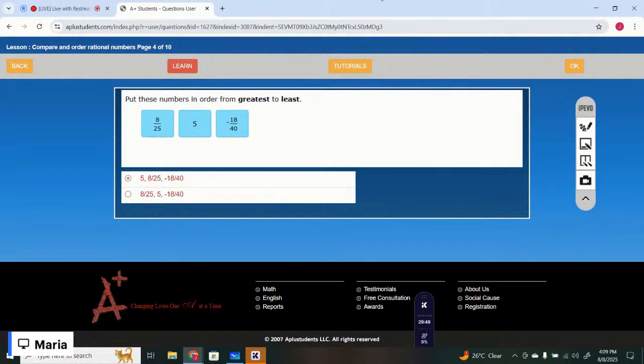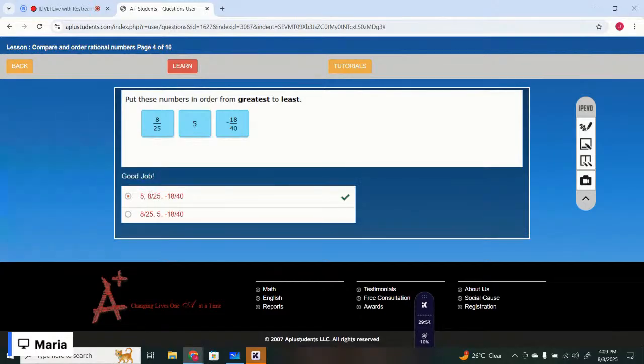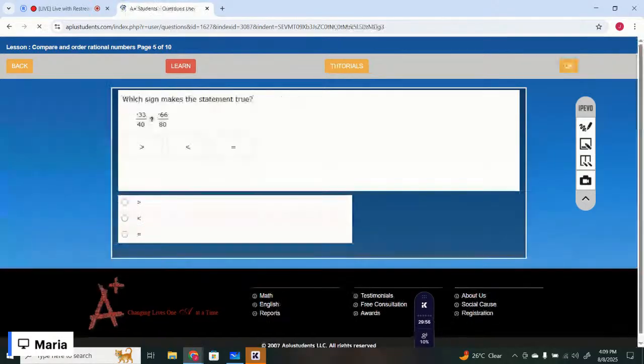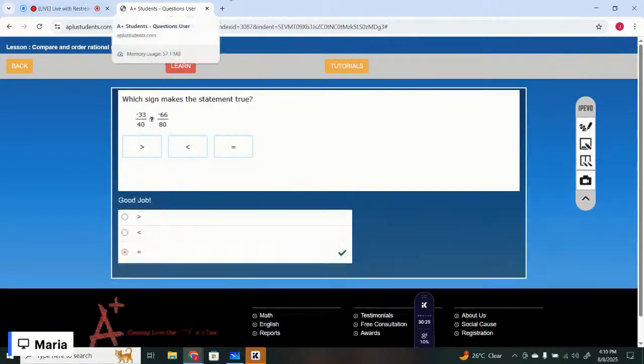Okay, the next one is negative 33 over 40 and negative 66 over 80. So which is the correct option? They both are exactly equal, so equal it is. The correct option is equal. Option number 2 is the correct option.